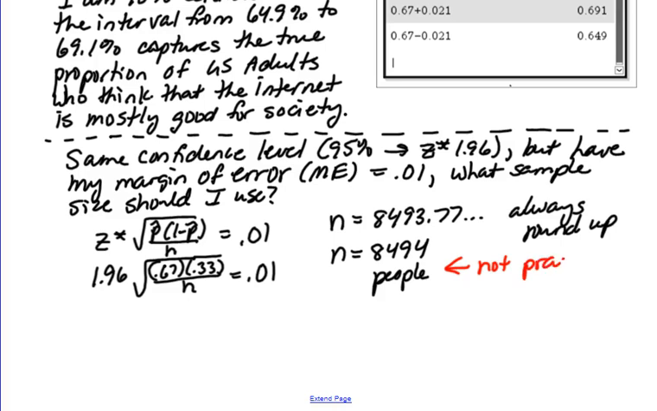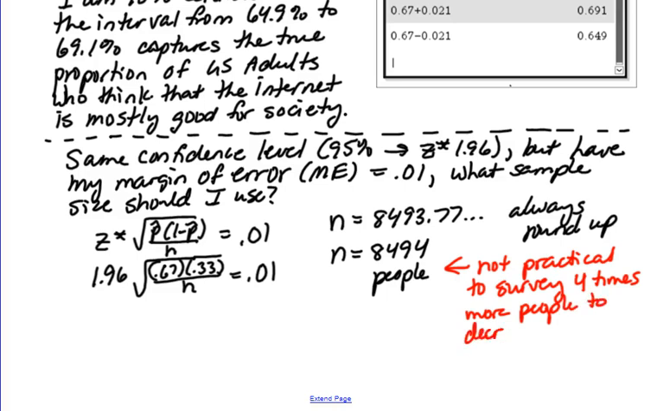It would not be practical to survey 4 times more people to decrease the margin of error by 1%, by plus or minus 1%. Okay, that would just not be a practical thing to do because the amount of time and effort and money to get that many more people in your sample, it would really be prohibitive.